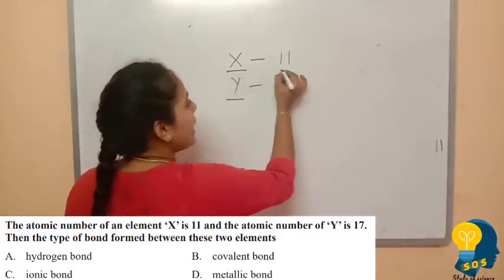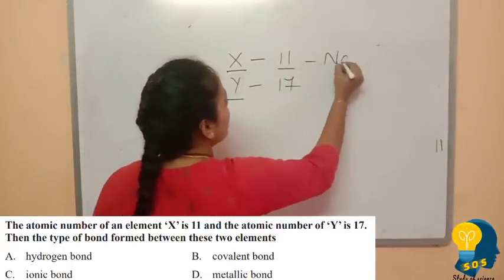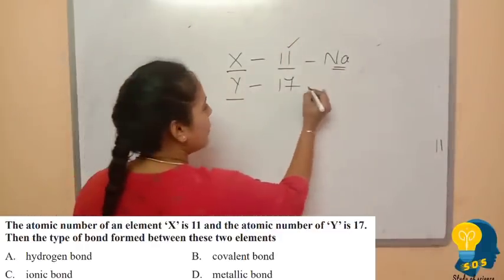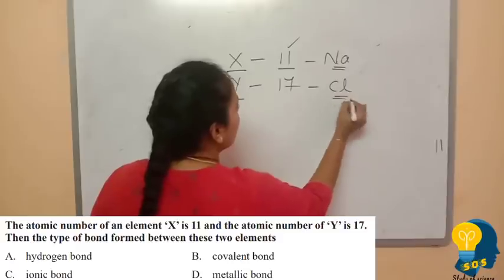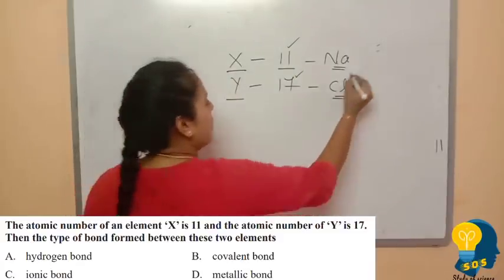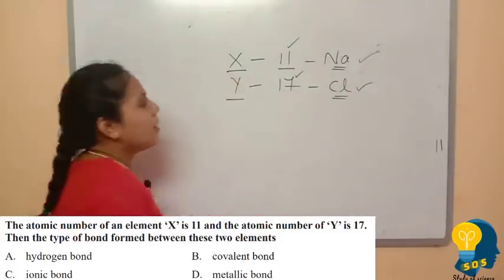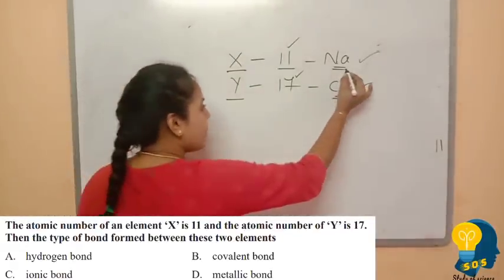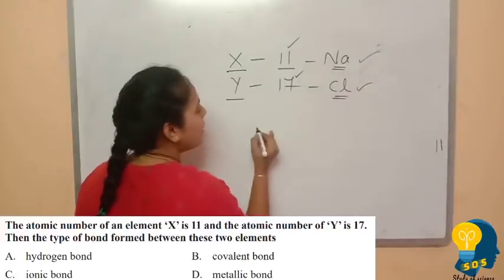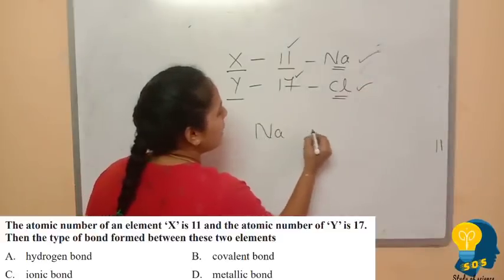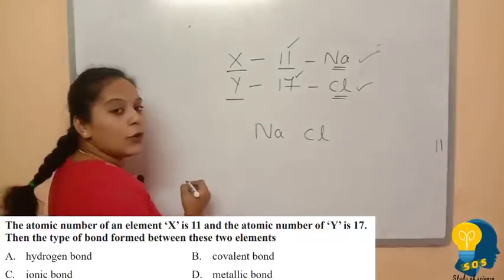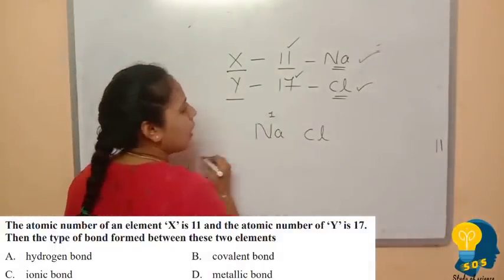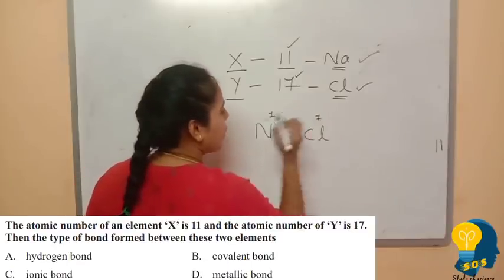See, element X with the atomic number 11 is sodium because sodium's atomic number is 11. And element Y with the atomic number 17 will be chlorine. Chlorine's atomic number is 17. We have two elements, one is sodium and one more is chlorine. So what is the type of bond formed between these two? You should know. See, as sodium is a metal and chlorine is a non-metal. So sodium is a metal and chlorine is a non-metal. You know the valence electrons present on the sodium, right? It is 1. And what about chlorine? 7 valence electrons are there.